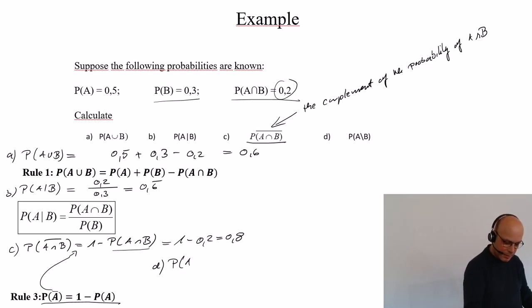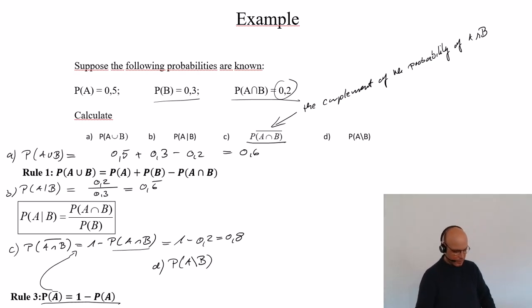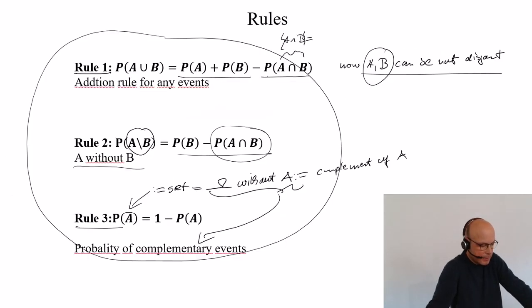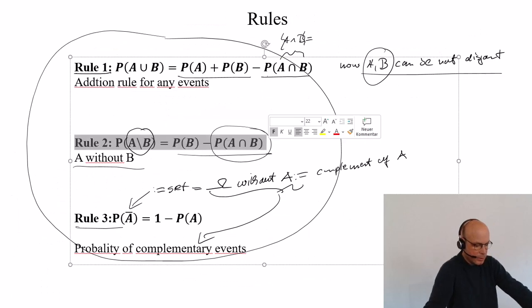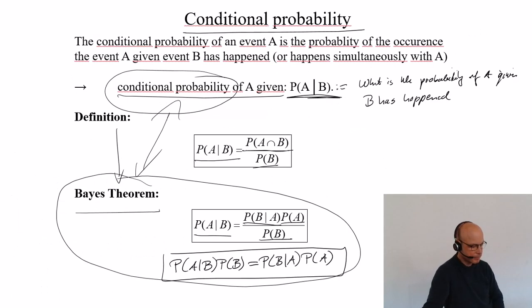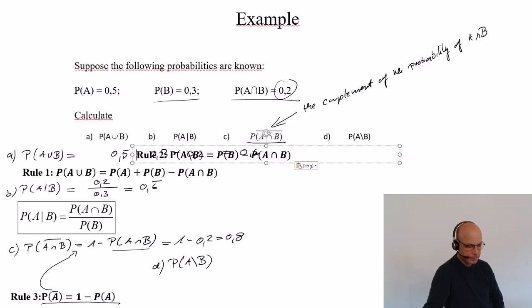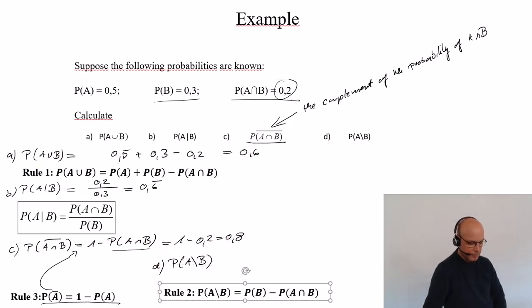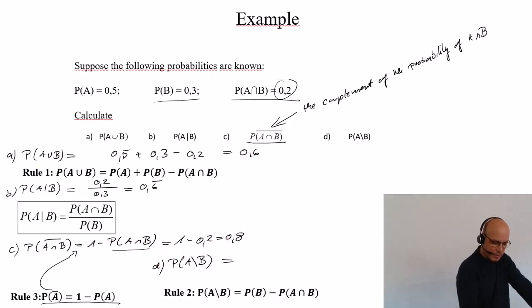And the last one, d, P of A without B. And there we can again directly apply our rule number 2. And this would be then P of B is 0.3 minus 0.2 equals 0.1.